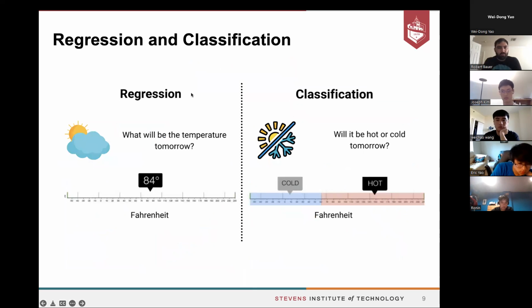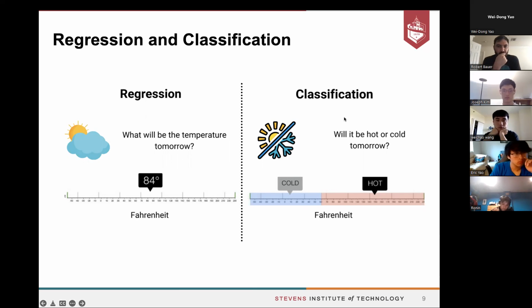Yeah. So regression and classification. The difference between regression and classification is that regression, again, is a continuous value. So what will be the temperature tomorrow? It will be on a continuous scale, meaning that the values can be a float also. So here it is 84, 84.1, 84.6. So this is a continuous form. So this is called regression.